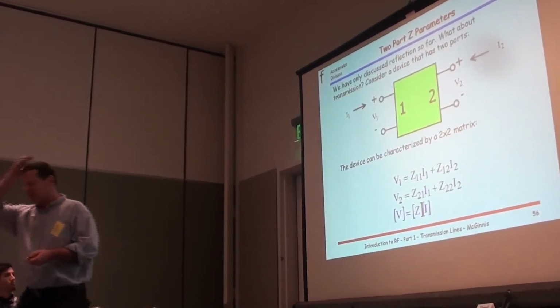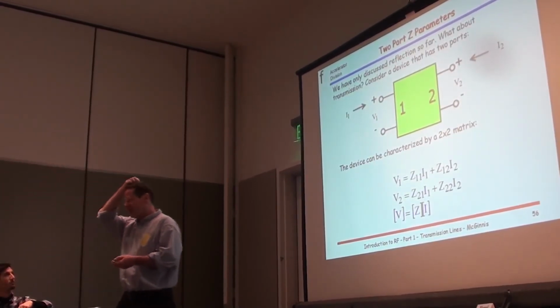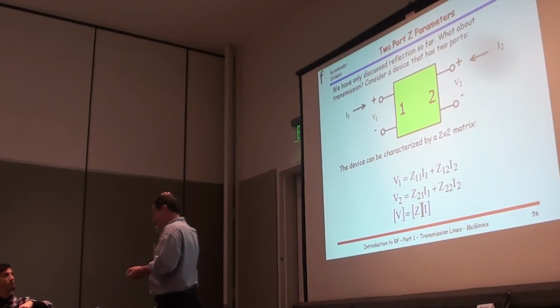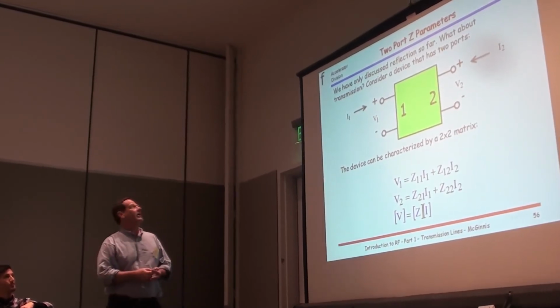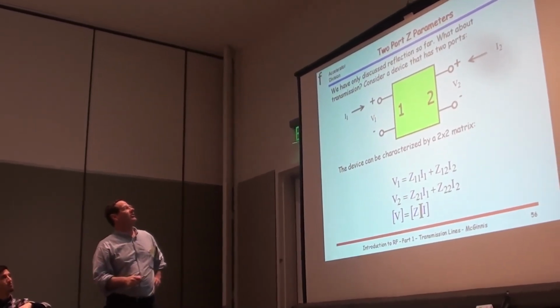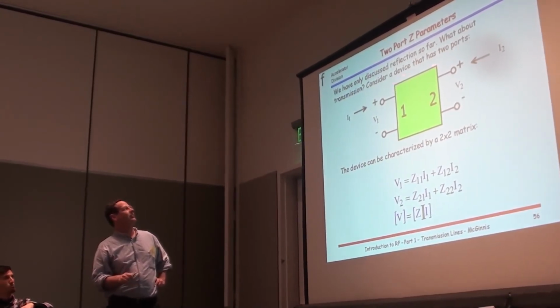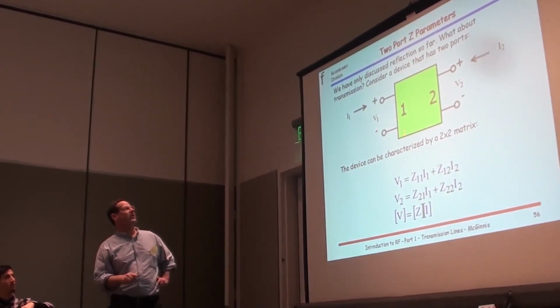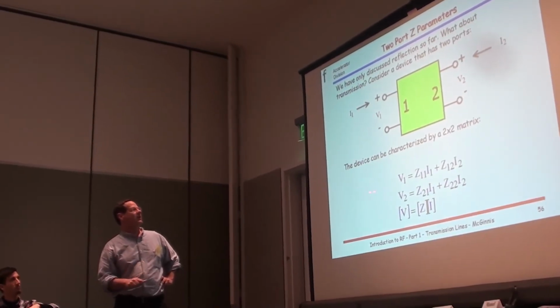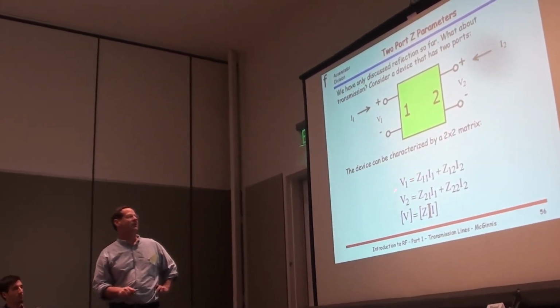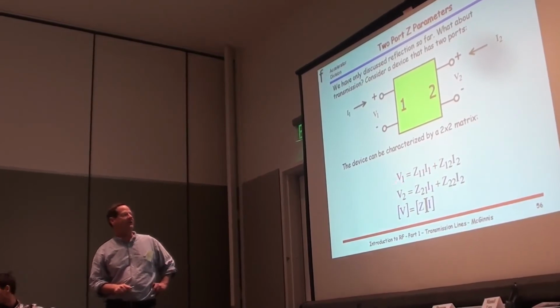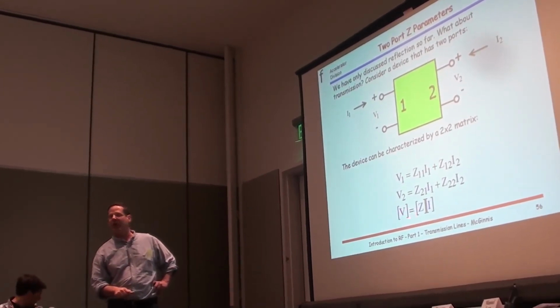Okay, so now before we go into this, we've got to talk about how network analyzers work. Before, we've only talked about reflection so far, but what about transmission? So consider you have a device with two ports. It's got two voltages on either side and has currents going in. You characterize this by a 2x2 matrix, which is called the Z matrix. It looks like Ohm's law, but in matrix format.